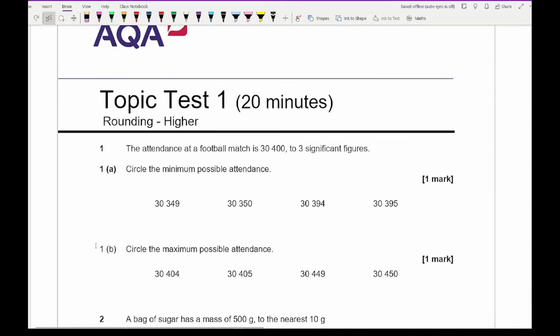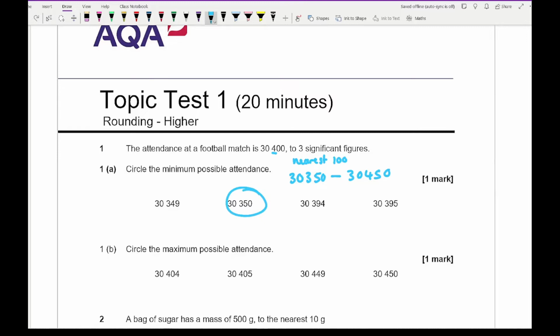So looking at question 1, it says the attendance at a football match is 30,400 to 3 significant figures. Circle the minimum possible attendance. So for this, let's have a look at what the upper limit and lower limit are going to be. Now 3 sig fig represents the 4, and that represents 100. So this number has been rounded to the nearest 100. And for 30,400 to the nearest 100, the lower limit is going to be 30,350 and the upper limit 30,450. So the minimum possible attendance is going to be this second option.